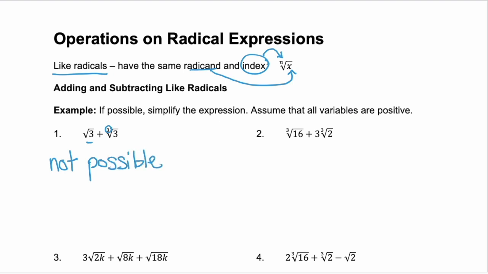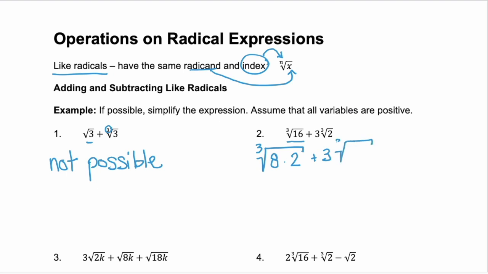Now in example 2, we're taking the cube root of 16 and adding it to 3 times the cube root of 2. Here we have the same index, 3, for both of our terms, but right now the radicands aren't the same. The first radicand is 16 and the second's a 2. But we can simplify this first one. Notice that the cube root of 16 is the same as the cube root of 8 times 2.